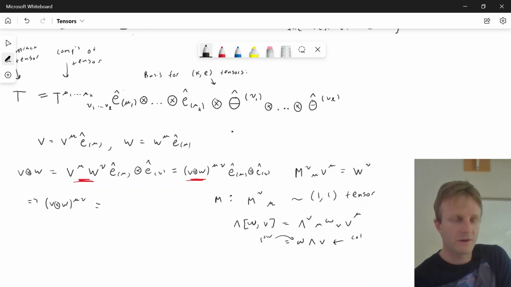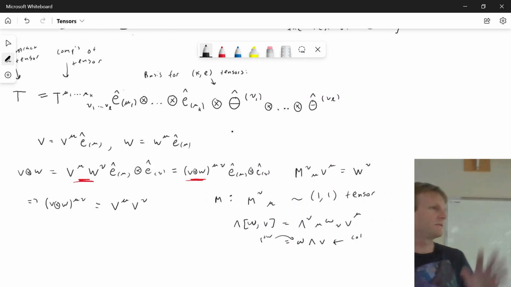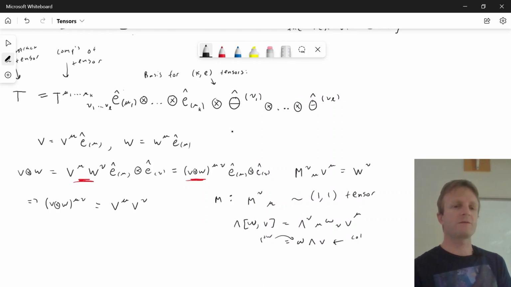So the coordinate components of V tensor W are literally, you write V mu next to V nu, okay? And if the math of all this doesn't float your boat, just think of this as tensor product. You just literally write the components next to each other. You get an object with more indices, and that defines a tensor.